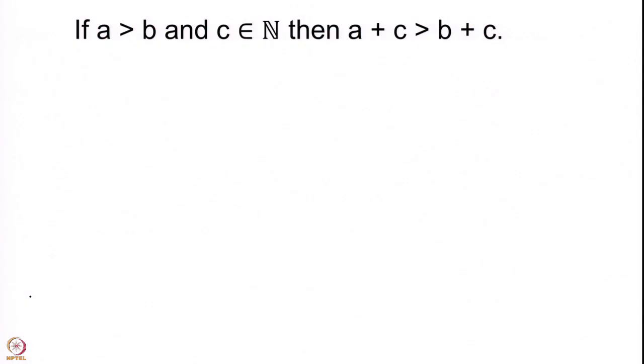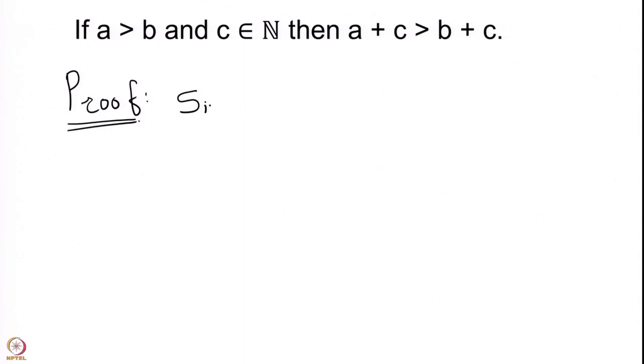Okay. So, now that you have had your time playing with the proof, let me give you one proof. I will write this proof on this slide. So, we begin with the proof. What do we have to prove? We want to prove that whenever A is bigger than B and C is a natural number, then A plus C is bigger than B plus C. This is what we want to prove.